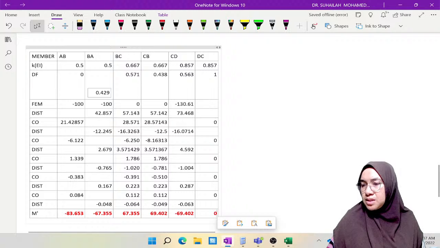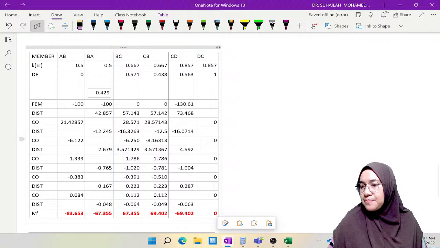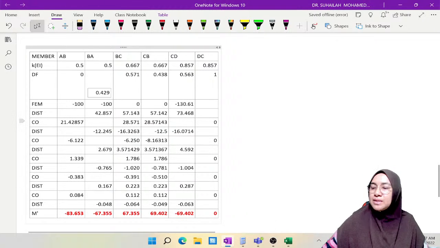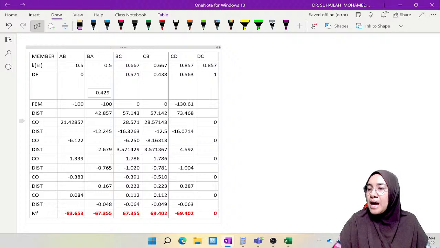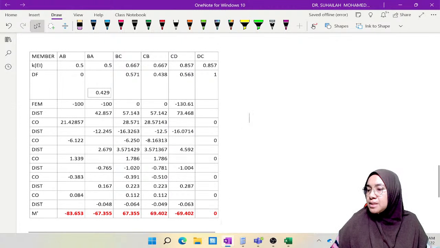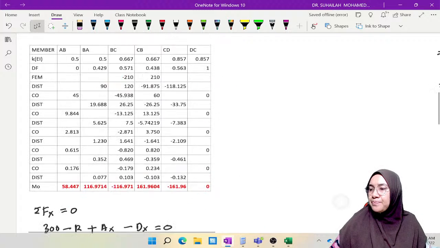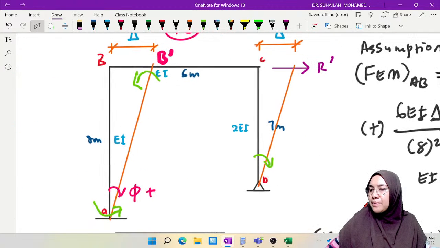Okay, this is the second table. Once we have this table, we should repeat the process in order to analyze or calculate the R prime value. So we will focus on the diagram.